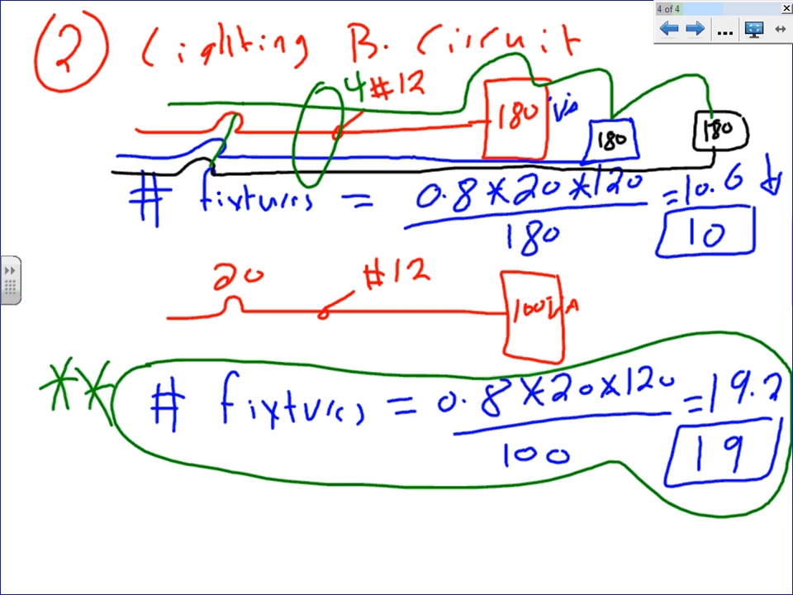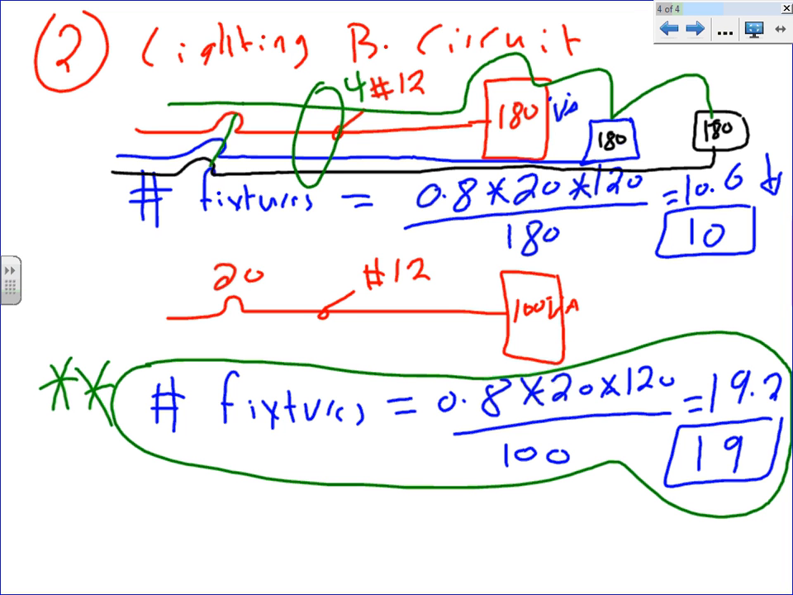The second scenario, guys: 20 times 3 is 60, minus 3 is 57. 57 fixtures from 4 conductors, number 12. That's a lot of fixtures. Now there are the harmonic issues and all this good stuff. The ballasts are getting better and better with the energy efficient ballasts and all this good stuff.